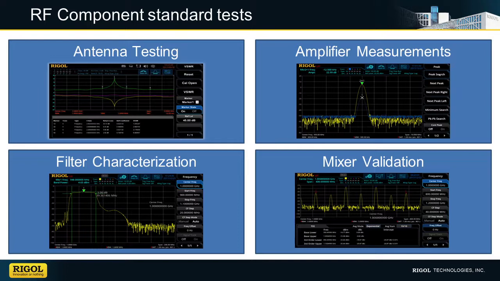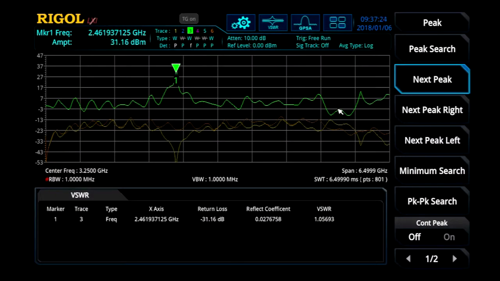Let's look at a few of these standard tests and how they are conducted with the RSA 5000. First, let's use the VSWR measurement that is standard with the RSA 5000-TG models to characterize an antenna. With this automated VSWR measurement, we can tune or verify our antenna to optimize range and battery life for our transceiver. Here, we're using a VB1040 directional coupler accessory to make the measurement.